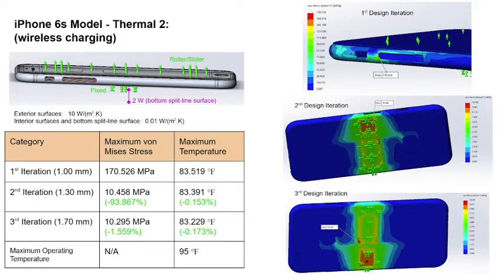The second thermal analysis performed simulates the effect of wireless charging. The second and third iterations see a large decrease in the maximum stress compared to the first iteration, and all three iterations had the temperature below the maximum operating temperature.